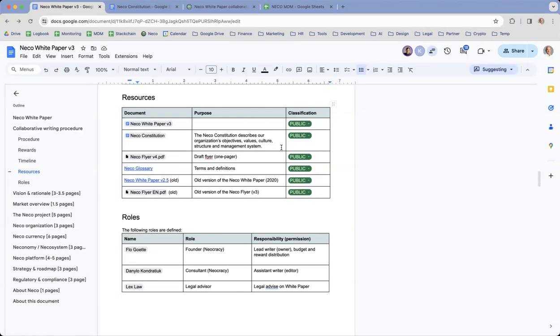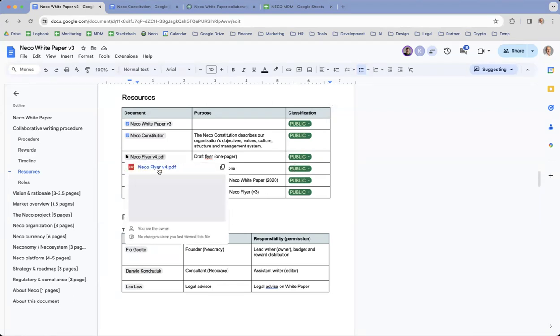So if you're interested in that, you can also participate in the collaborative writing of the Neco Constitution. This document is already at a stage much closer to finalization than the white paper. Many parts have already been written and used because our organization has been active for a long, long time. And we follow this constitution. It's already a public document that is used, and we're just working on the next version. It's currently version 2, and we want to move it forward to version 3.